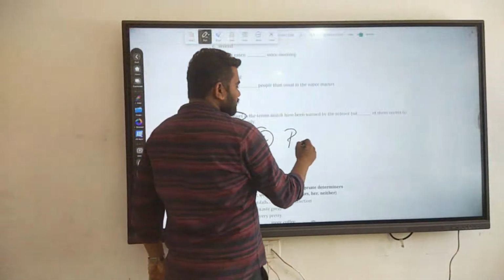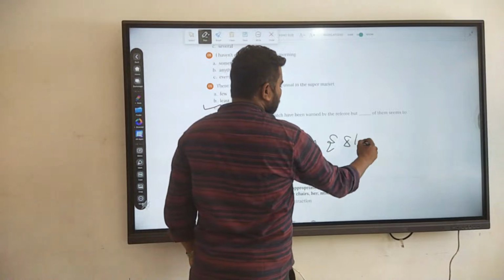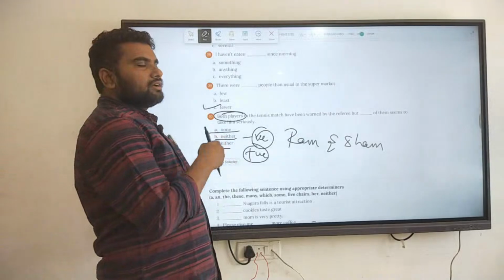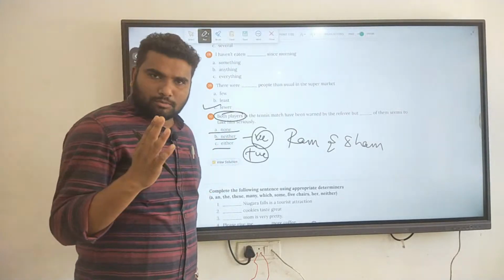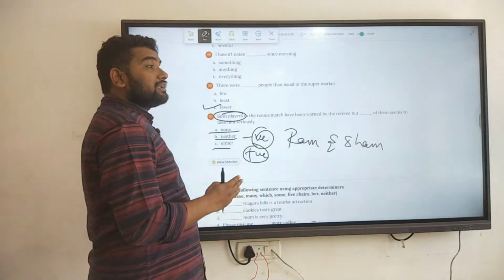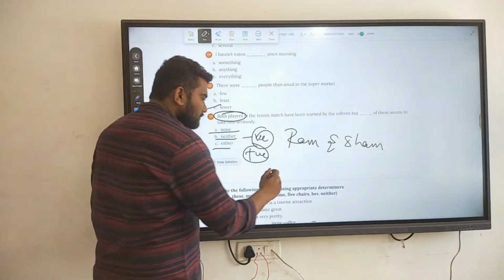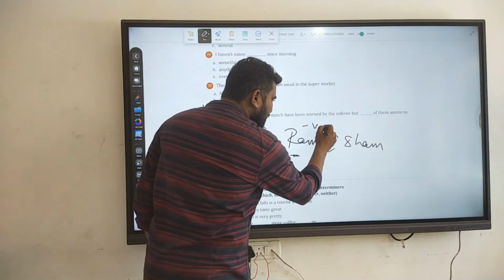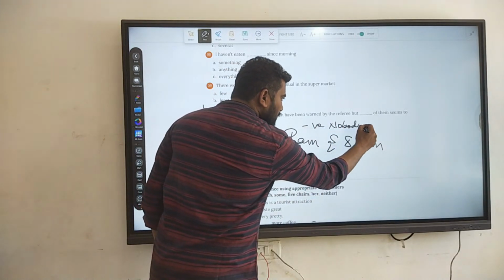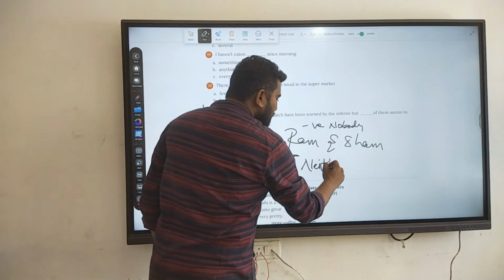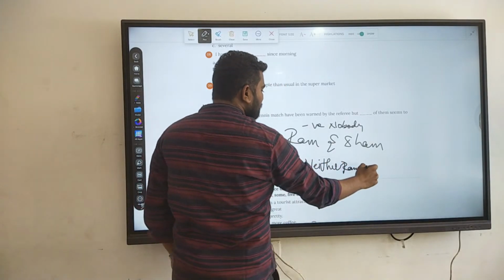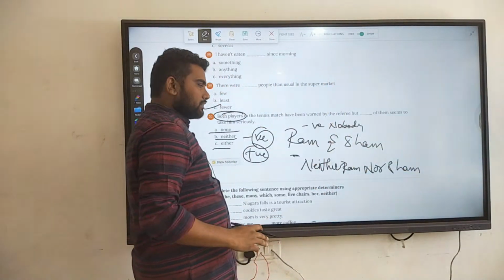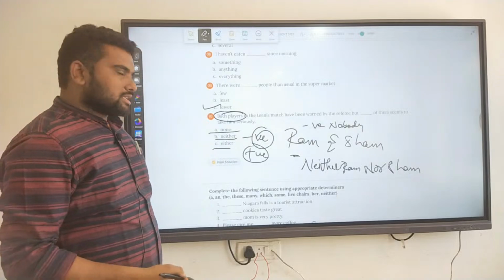For example, Ram and Sham. See now, I have asked Ram and Sham to do the homework, but nobody has done the homework. Then how are you going to write the sentence now? See, nobody has done the homework. I am talking about negative, nobody, okay? It means what? The answer will be like neither Ram nor Sham did the homework. Neither Ram nor Sham.